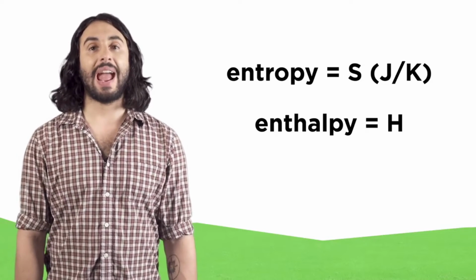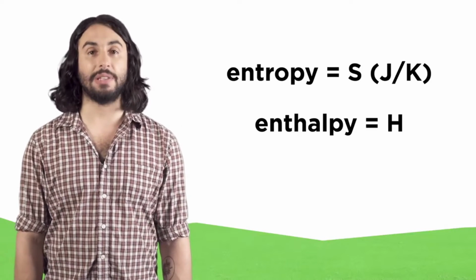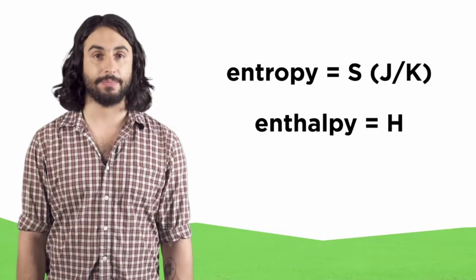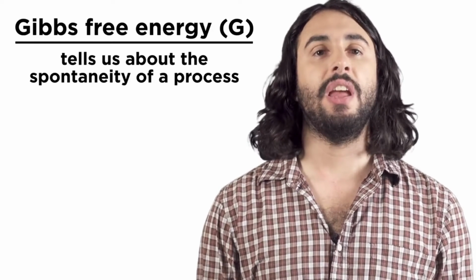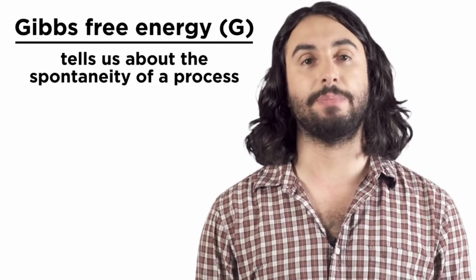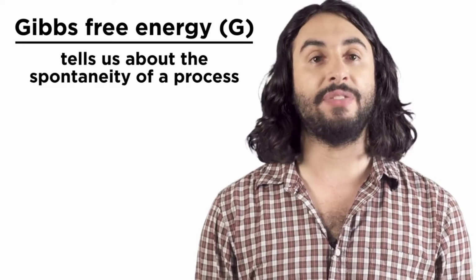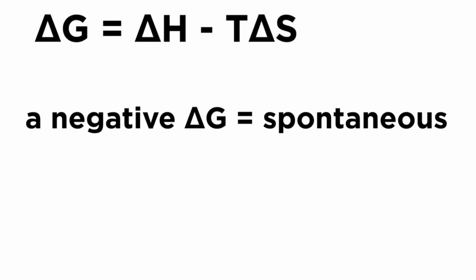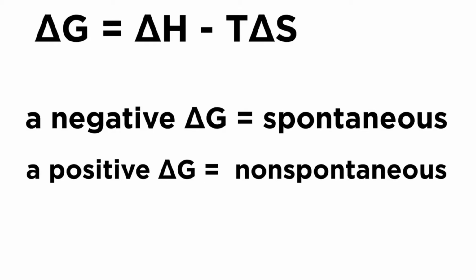As we will see, enthalpy and entropy intricately relate to tell us something about the Gibbs free energy of a system. G, or Gibbs free energy, tells us whether a process will be spontaneous or not, meaning if it will simply happen on its own. Change in Gibbs free energy is given by this equation, which includes change in enthalpy, change in entropy, and temperature. If delta G is negative, the process is spontaneous. If positive, it is non-spontaneous.